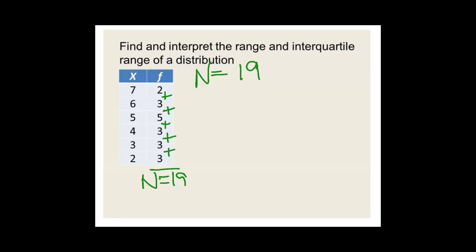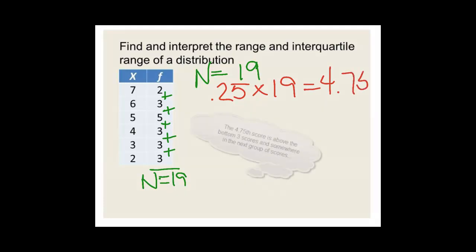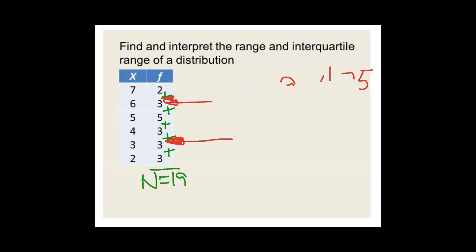So 0.25 times n, or 0.25 times 19, gives me 4.75. Just looking at the distribution, the 4.75th score from the bottom of the distribution would be somewhere in the range of value 3. The 4.75th score from the top would lie in the range of value 6. Thus, the interquartile range is 6 minus 3, or simply 3.